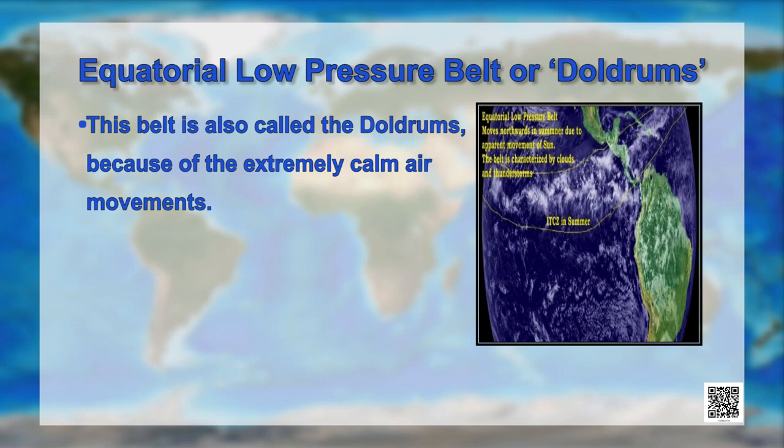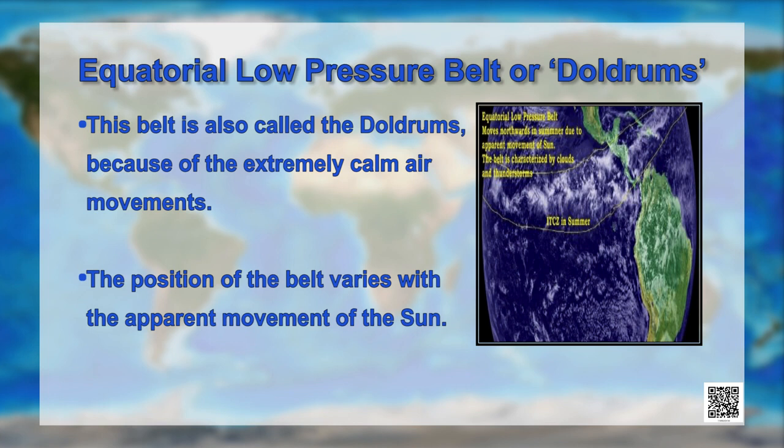This belt is also called the doldrums because of the extremely calm air movements. The position of the belt varies with the apparent movement of the sun.